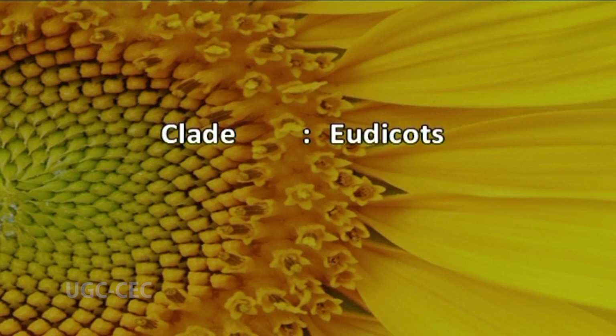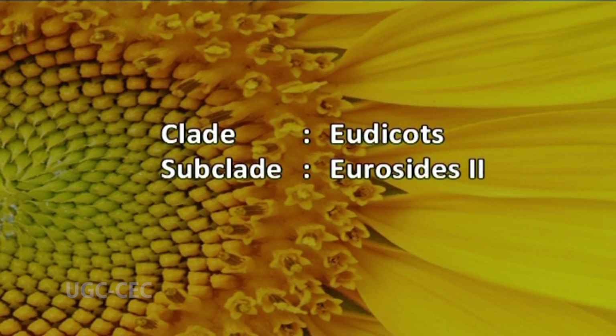Angiosperm Phylogeny Group, which is a collaborative group of taxonomists who have proposed a rankless classification, they have classified Asteraceae under the broader clade of Eudicots, within which it has been classified under a subclade called Eurosids II, and the order Asterales.